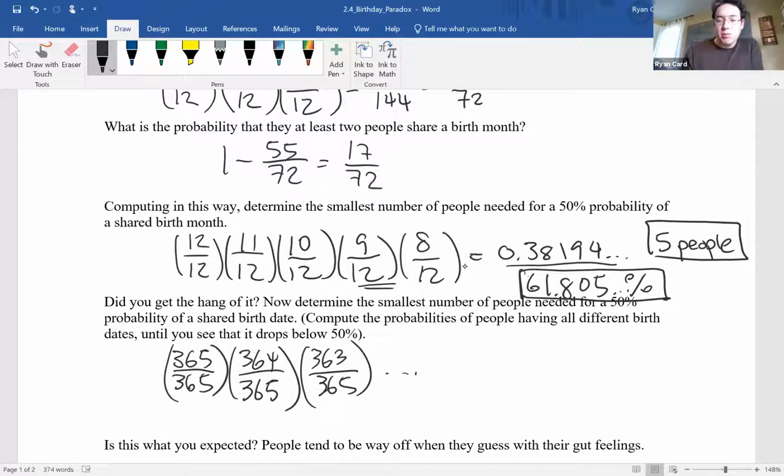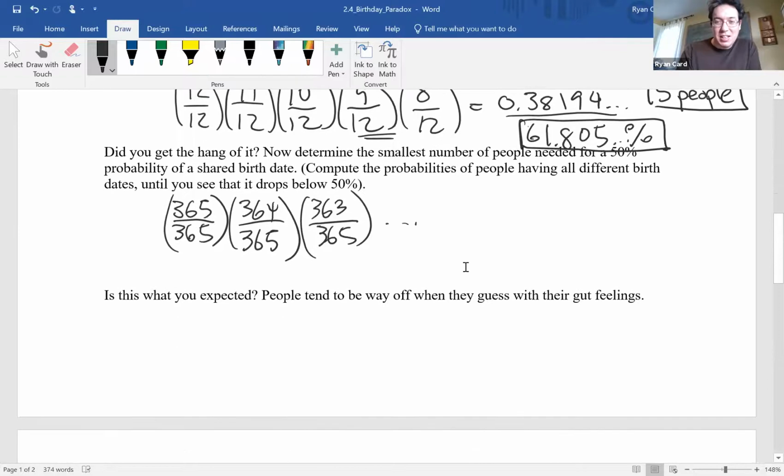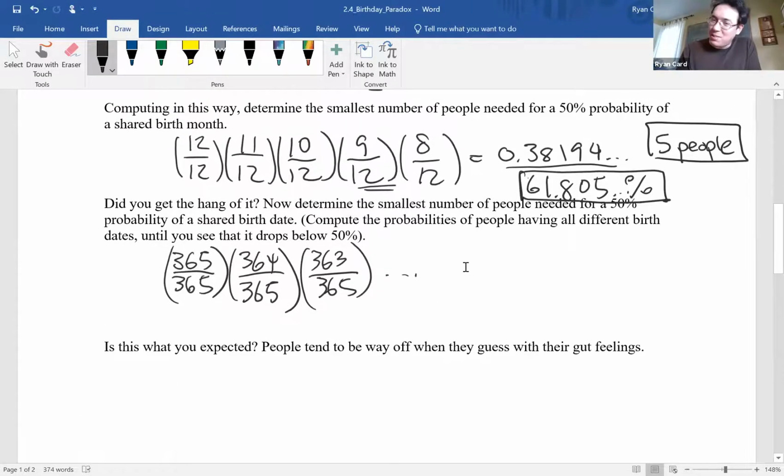I want you to pause the video and see if you can compute this, and see how long it takes until people start sharing birthdays with more than 50% chance. It's probably a lot sooner than you expect. You will not have to do this 180 times. So try it out. Is this what you expected, or was it surprising to you?